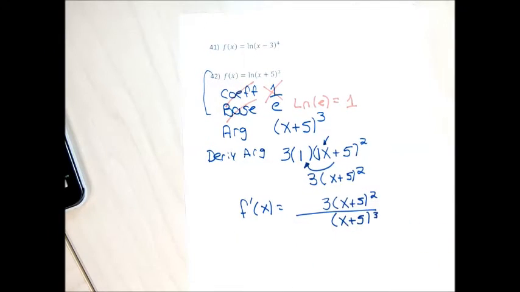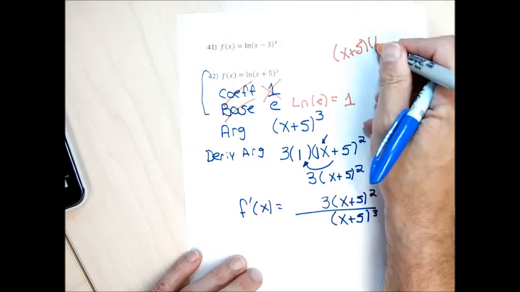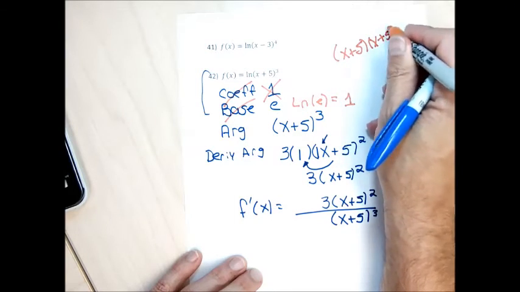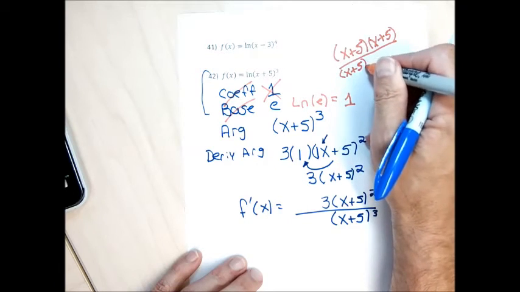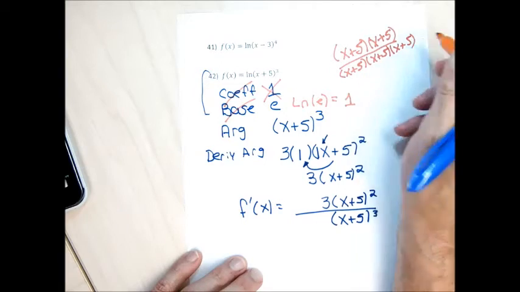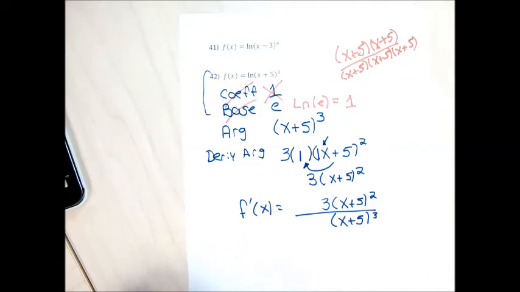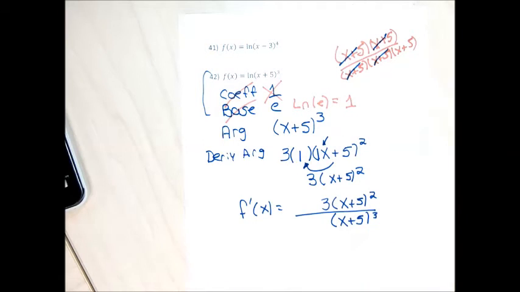Now I need to reduce this. If I want to emphasize, what I have is x plus 5 squared in the numerator, which is really 2 x plus 5s being multiplied, and x plus 5 cubed in the denominator, which is really 3 x plus 5s being multiplied, I could cancel 2 of the x plus 5s and leave myself a single x plus 5 in the denominator.